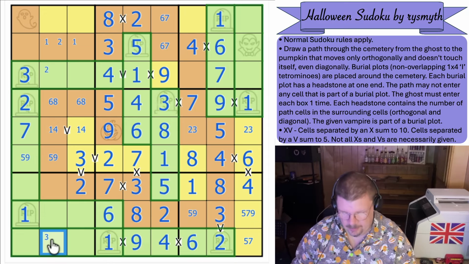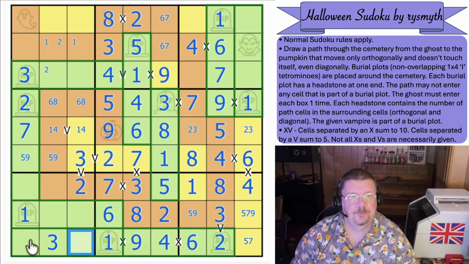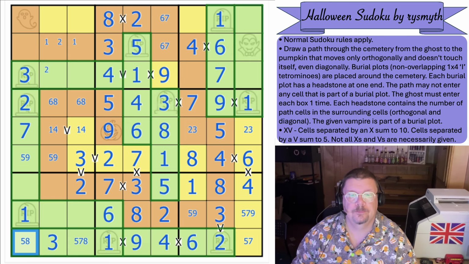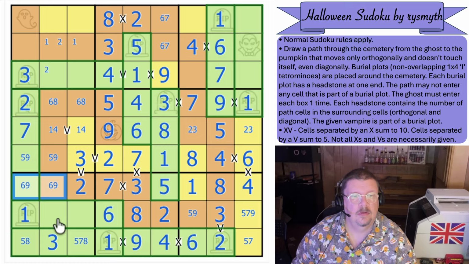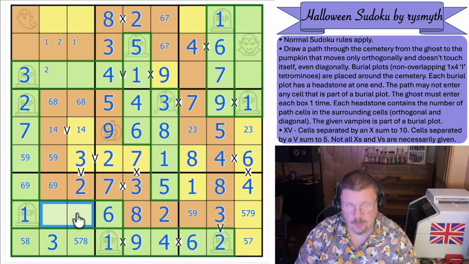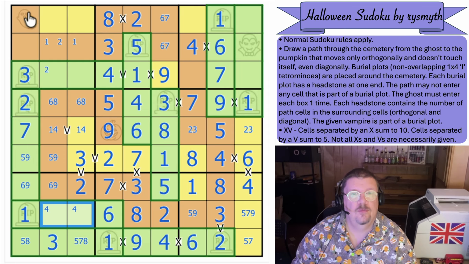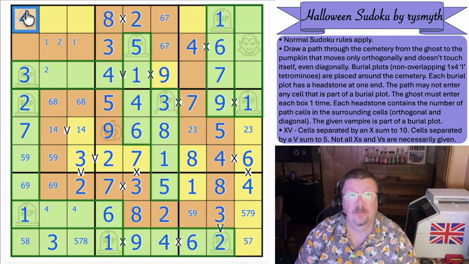That's not a 3, so that is... These two are 5, 7, 8. That one is not a 7. These two digits are 9 and 6. Okay, so one of those two is a 4, and that means that the 4 in this column must be here.